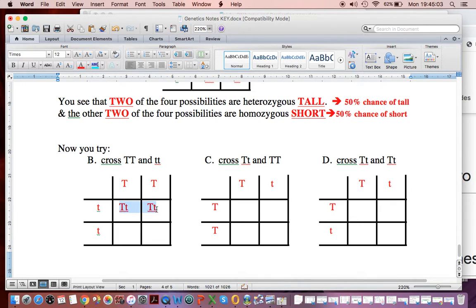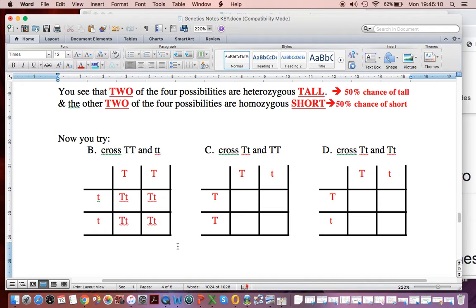And then when you see for the next boxes, I get the same thing. So if I'm looking at this, the only possibility is it's a 100% chance of tall, 100% chance of heterozygous. There's 0% chance of short, and that means 0% chance of homozygous recessive, and also a 0% chance of homozygous dominant.